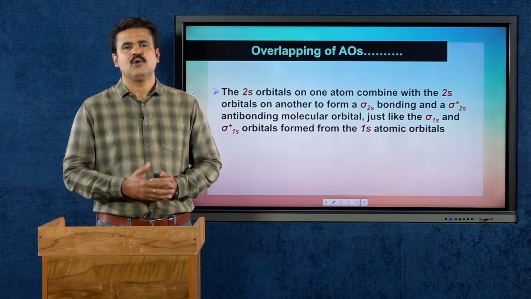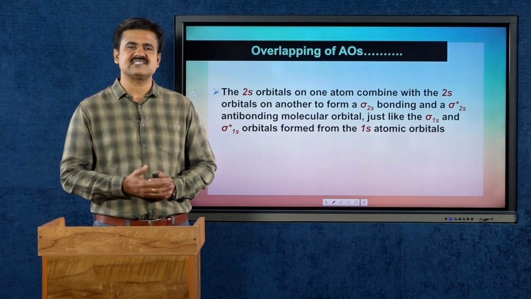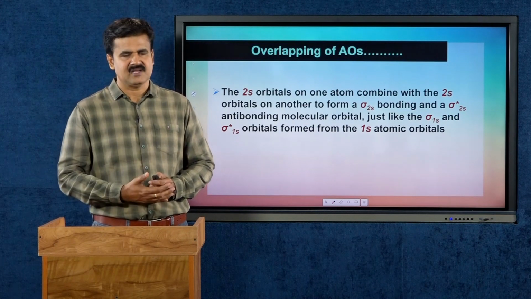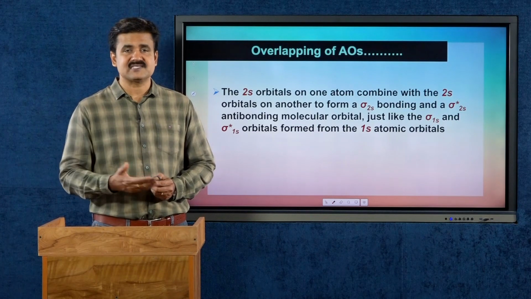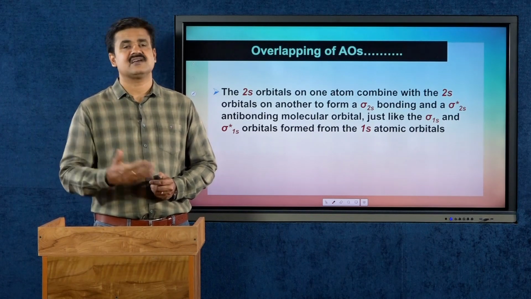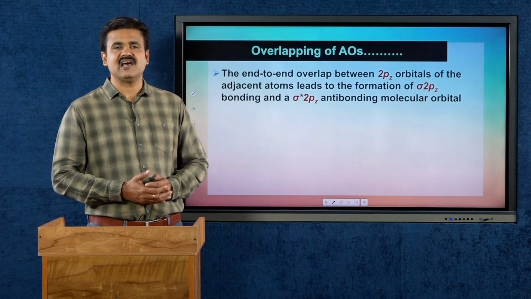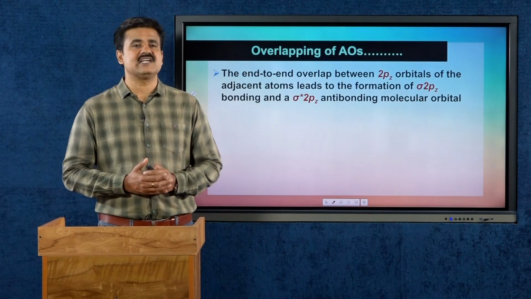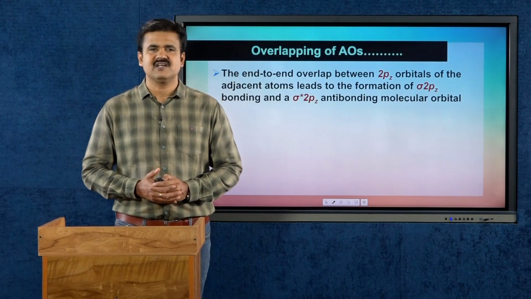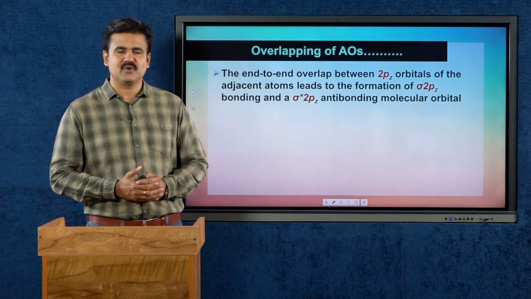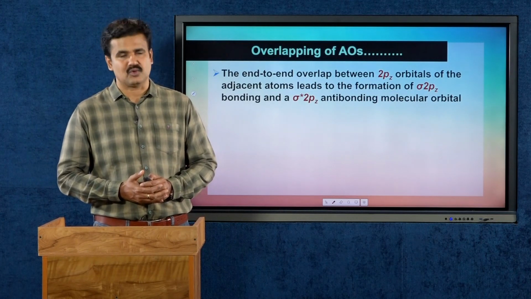That means 1s and 1s combined together can lead to sigma 1s and sigma star 1s. 2s and 2s can overlap together to produce sigma 2s and sigma star 2s. Now, the end-to-end overlap between 2pz orbitals of adjacent atoms leads to the formation of sigma 2pz bonding molecular orbital and sigma star 2pz antibonding molecular orbital.